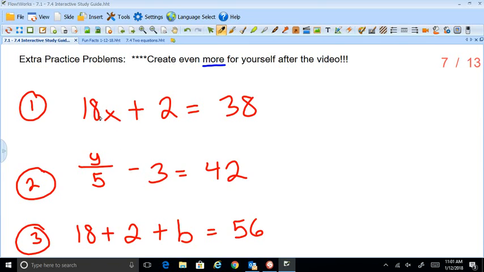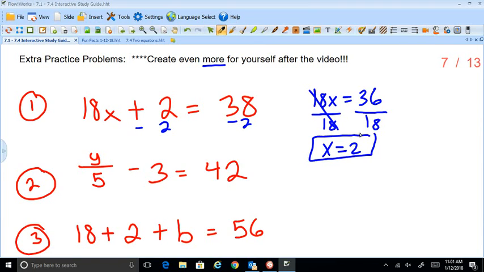Number 1, 18x plus 2 equals 38. These are two-step equations, all of these. I need to get 18x by itself. I need to get rid of that plus 2. So let me subtract 2 from both sides. And now I have 18x equals 36. To get x alone, divide both sides by 18. And that final answer is x equals 2. If I put a 2 back into the original problem, that gives me 36 plus 2 more, it is 38. So that is the correct answer.